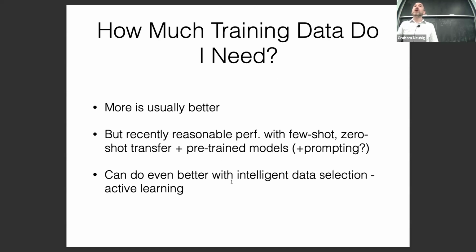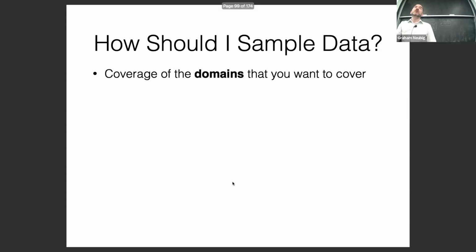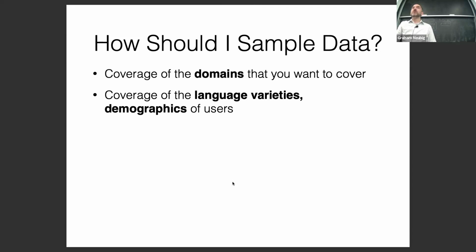One thing to be aware of is sometimes if you select data intelligently, you can improve more quickly with something like active learning. And active learning chooses representative and difficult data that you can be using. So when you sample data for fine-tuning, what you want to be doing is sampling data that has good coverage of the domains that you want to cover. You also want to be covering, for example, languages or language varieties or demographics of users.